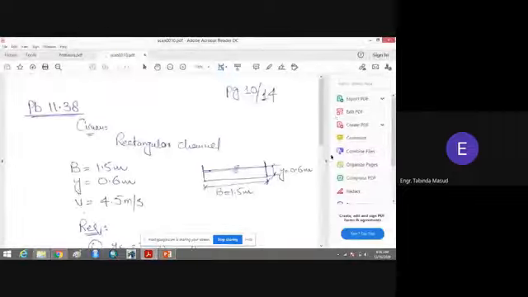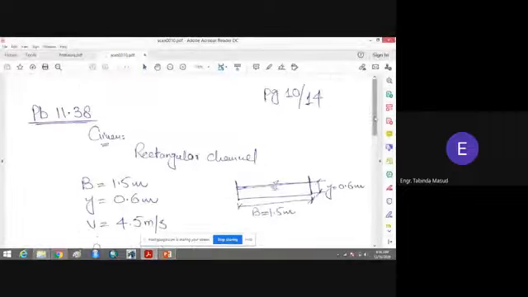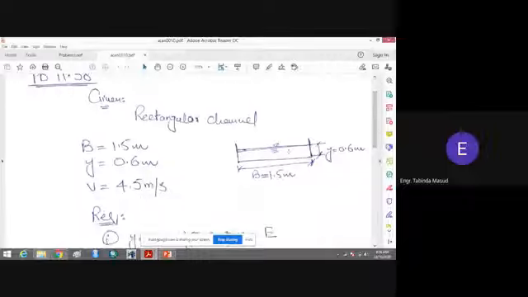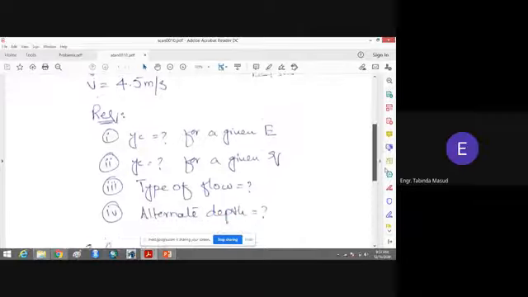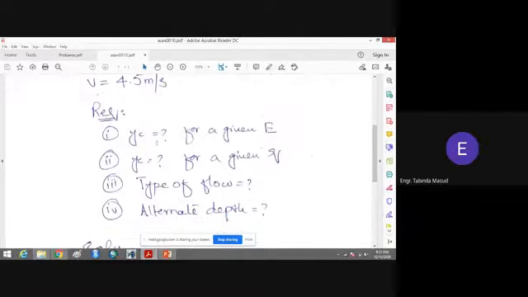Yes, this is the solution. You can see that this is given. We have a wide rectangular channel for which the width of the flow is 1.5 meter, depth of the flow is 0.6 meter, velocity is 4.5 meter per second. What we have to find is yc for a given energy. For the given data, we will find the specific energy, and for that value of specific energy, we will get the value of yc.